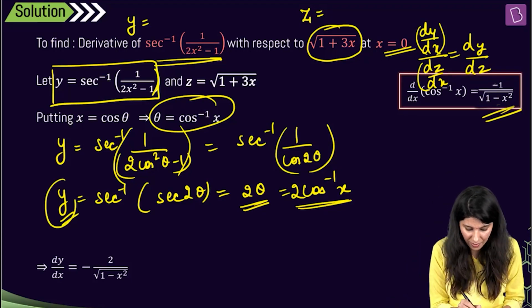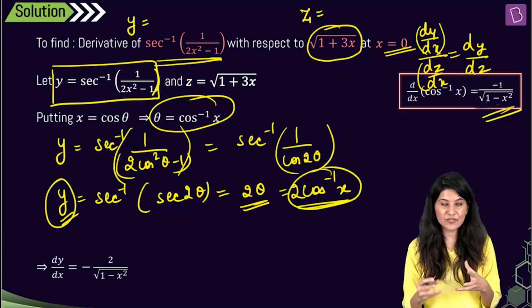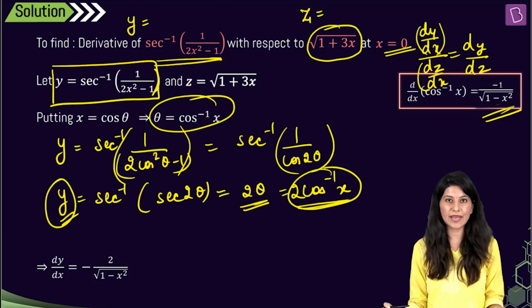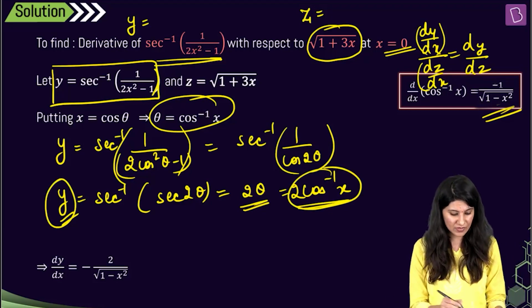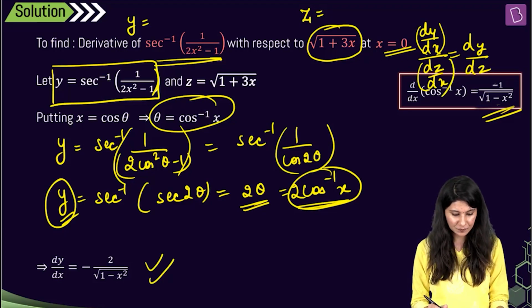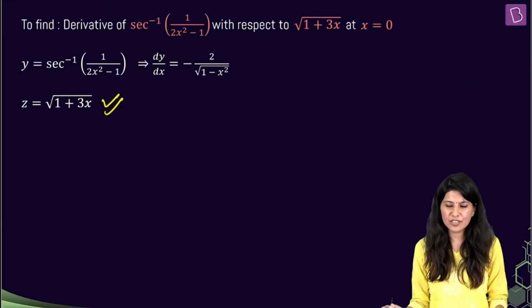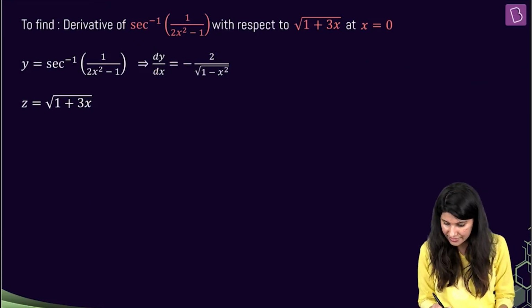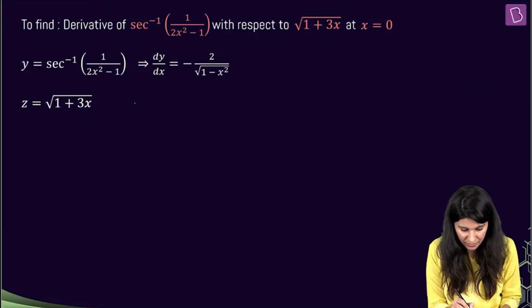So that means dy by dx, if you differentiate with respect to x, you get minus 2 by square root of (1 minus x square). This is dy by dx. Now let's look for dz by dx. Z is this, you need to differentiate with respect to x. So dz by dx would be equal to what?